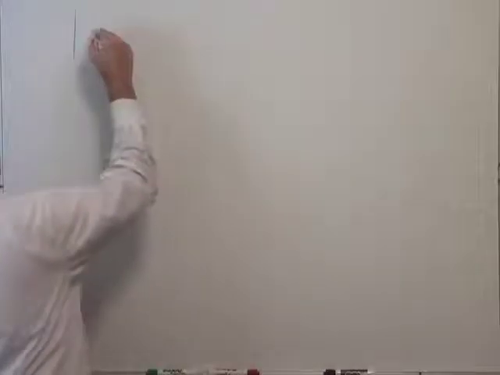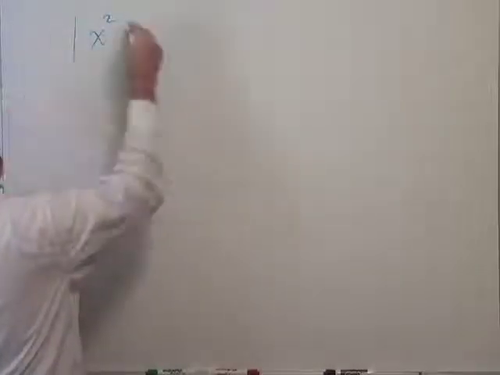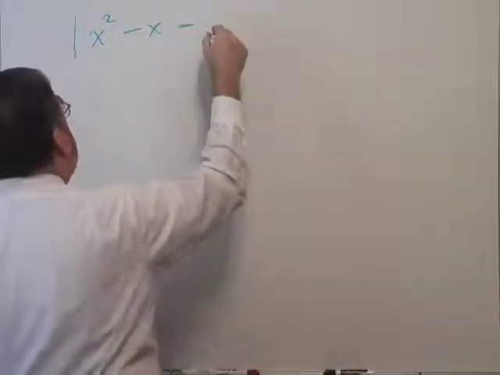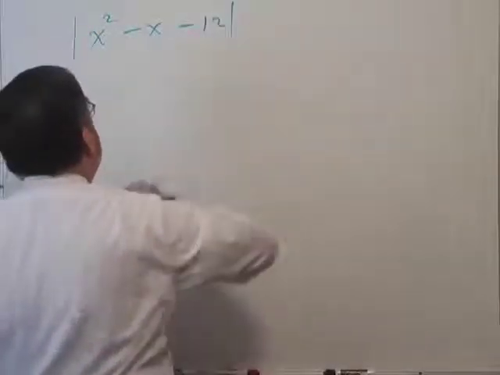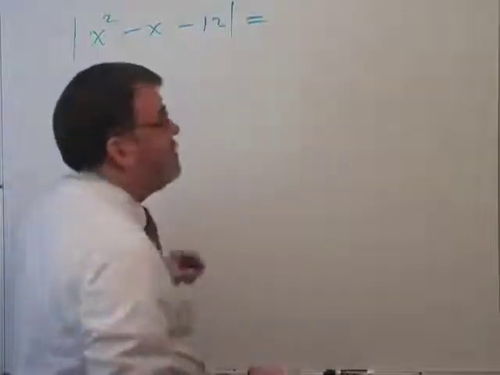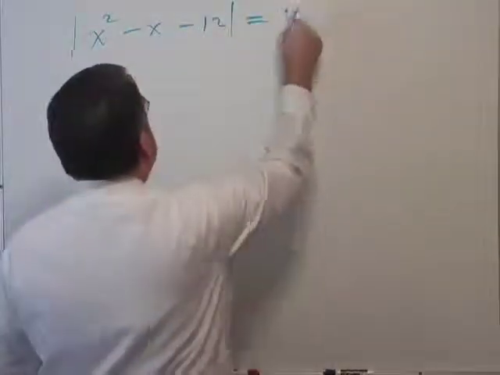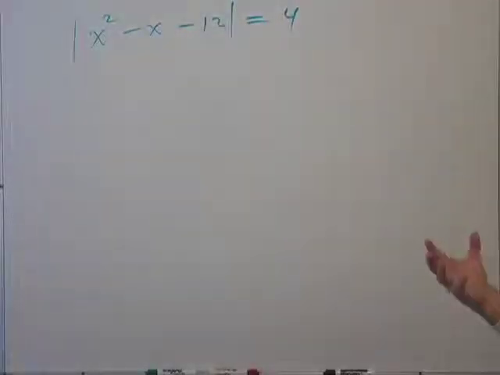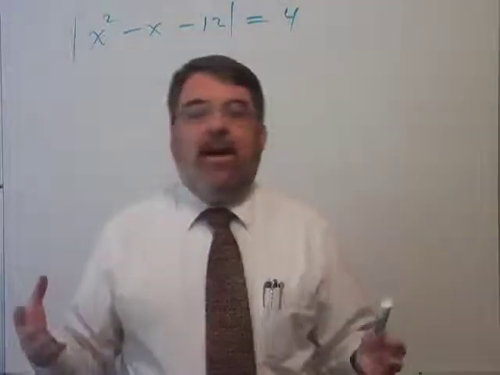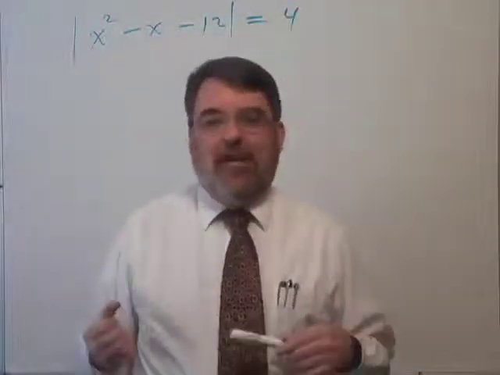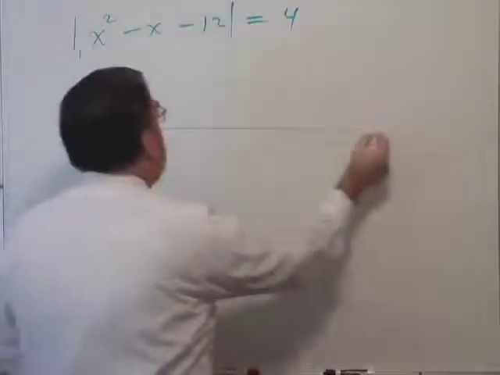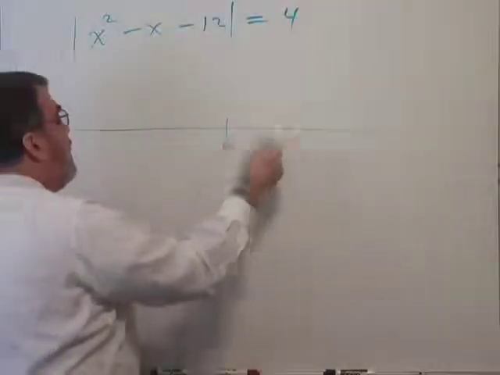Absolute value of x squared minus x minus, what should we do, 12, is equal to 4. All right, there we go. Absolute value of a quadratic equation equals 4. And I'm going to tackle that the same way as I did the linear problems. All right, this describes points which are a distance of 4 from 0.